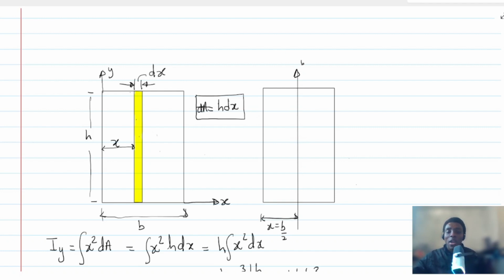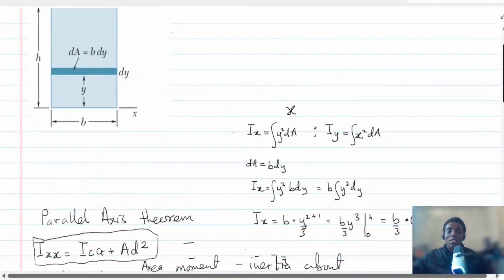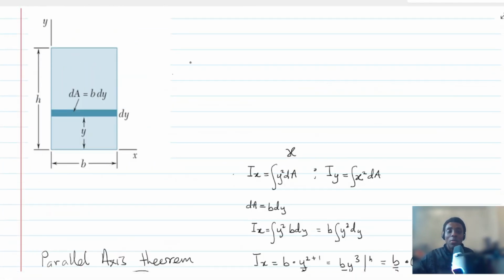So this is yc, which is like the y-axis which is passing through the centroid, and this is the original y-axis that we have. So the parallel axis is saying that if we have the original y-axis and then we have the centroidal y-axis, then that distance is x equals b/2. Similarly, with the y-axis, we said that, I've cleaned it. But with the y-axis, it's actually going to be the same thing.